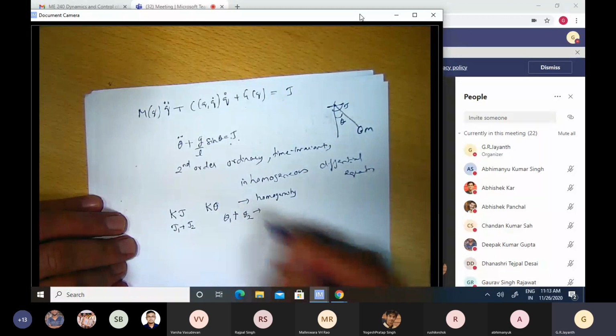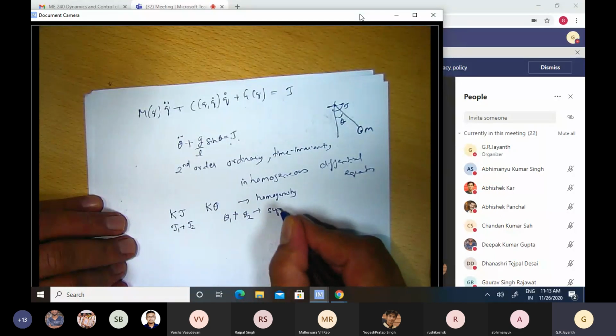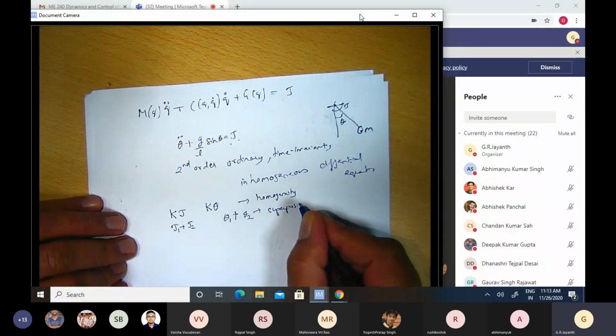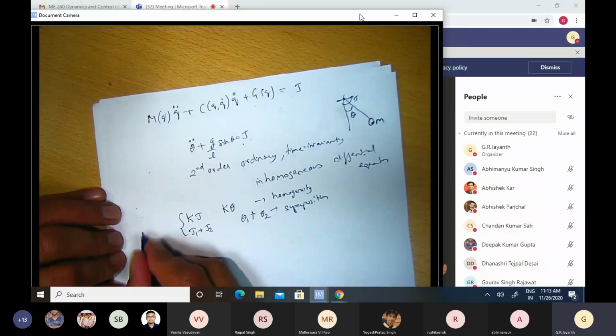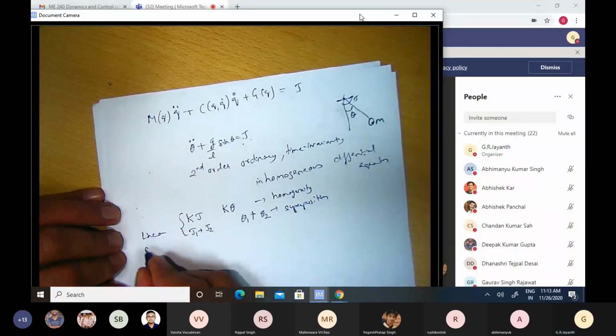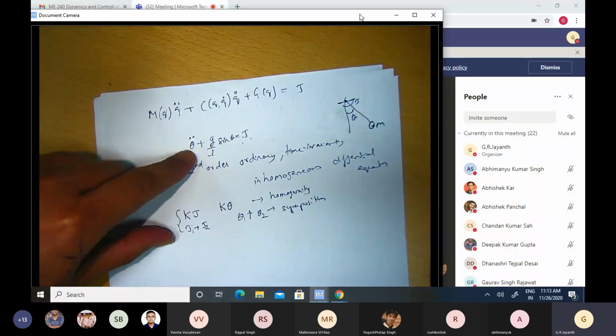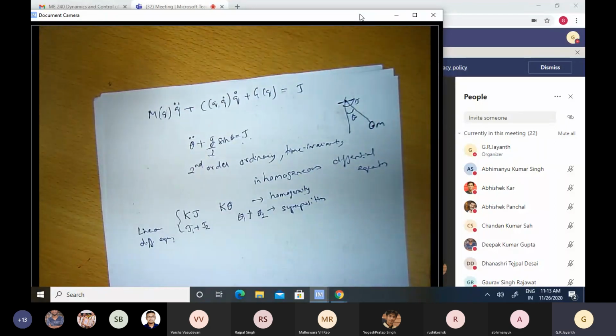The second property is called superposition. So both these properties have to be satisfied for this to be a linear differential equation. Is it satisfied in this particular case? A simple examination will reveal to you that it is not satisfied, right?